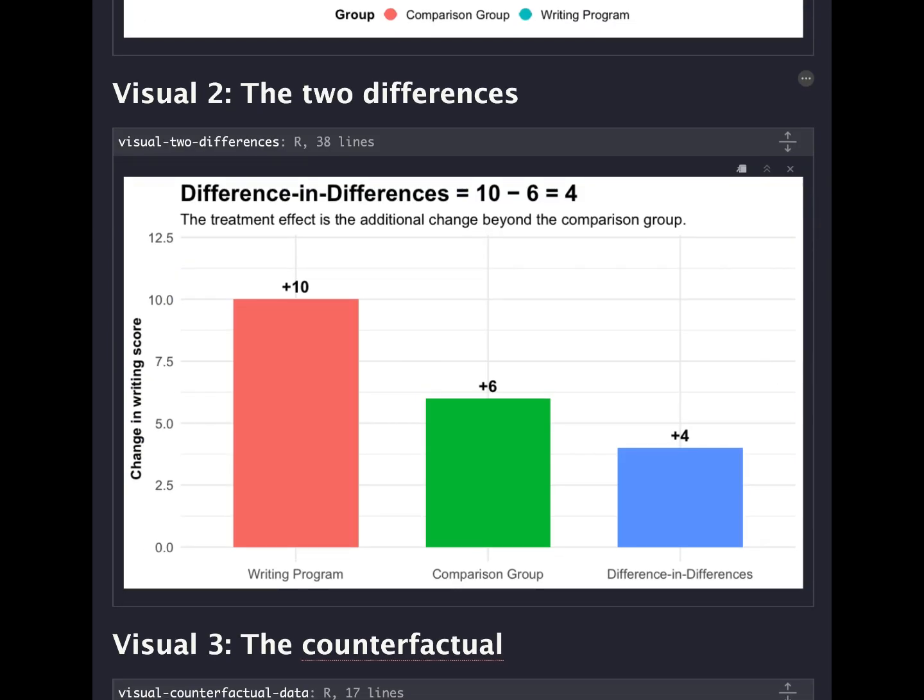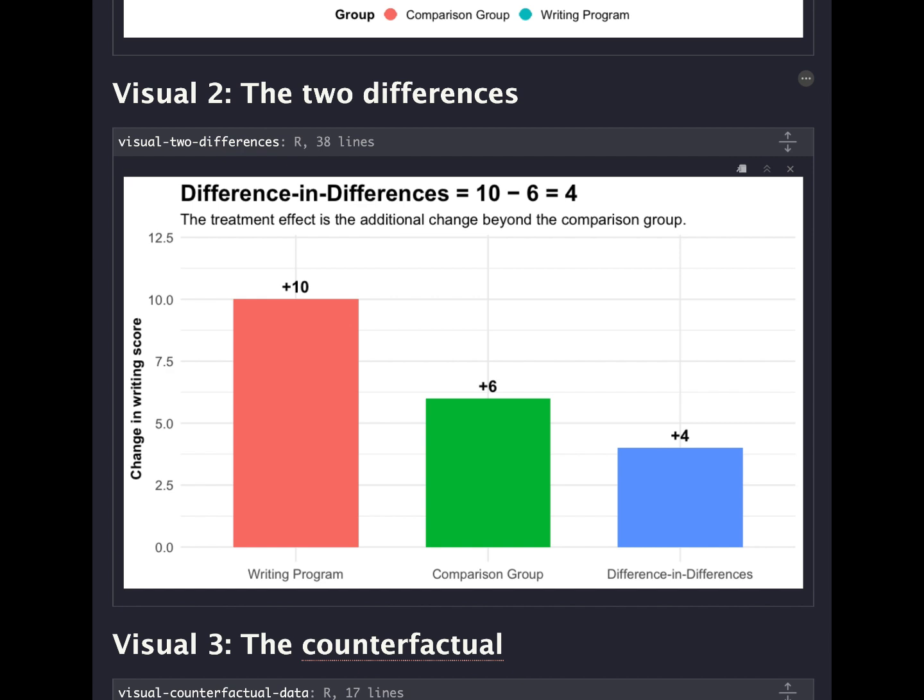Imagine a university introduces a graduate writing support program. Students who participate have an average writing score of 70 before the program and 80 right after. That's a 10-point improvement. It would be tempting to conclude that the program caused the full 10-point increase.